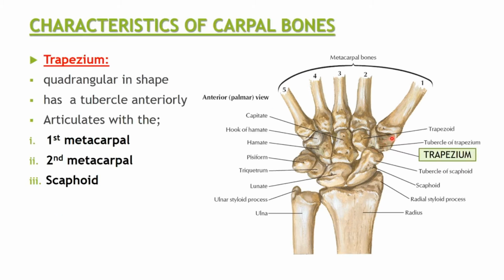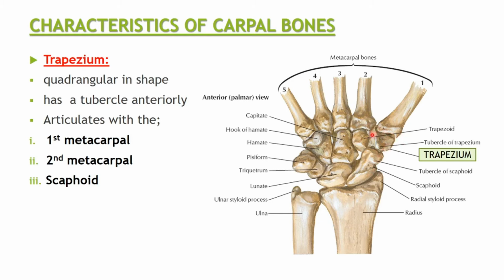So starting with the characteristics of the first bone, trapezium, from the lateral side of the distal row. Trapezium is quadrangular in shape, meaning having 4 sides. So this is trapezium. It is having a tubercle which is present on its palmar side. So this is the tubercle over the trapezium, and this is the trapezium bone. This trapezium is articulating with the first as well as second metacarpal bone. You can see here. So this is trapezium. Also it is articulating with the scaphoid and trapezoid.